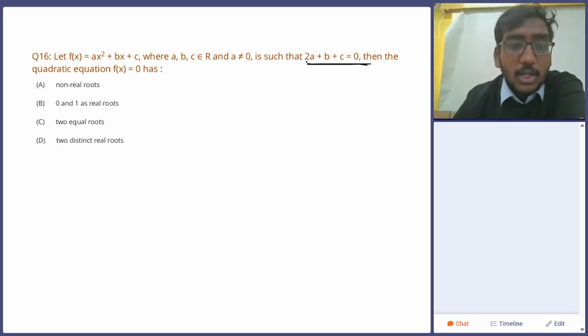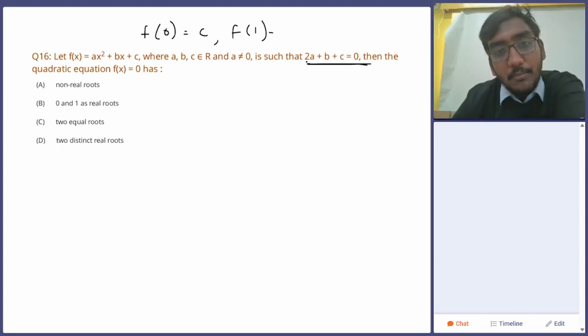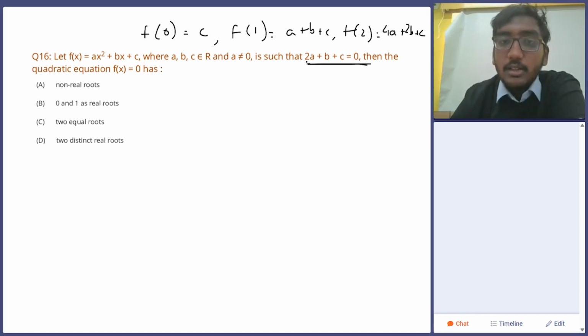I will say what you should multiply with. First, what will be f of 0? It will be c now. f of 1 will be a plus b plus c, right? f of 2 will be 4a plus 2b plus c, right? So you can write it like this.